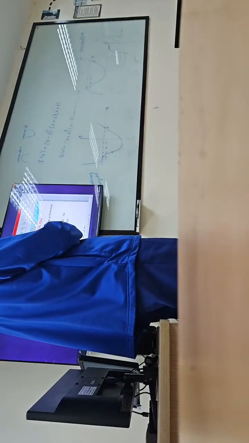X to the 4th minus 2x cubed minus 8x squared plus 18x minus 9. Okay, very good.